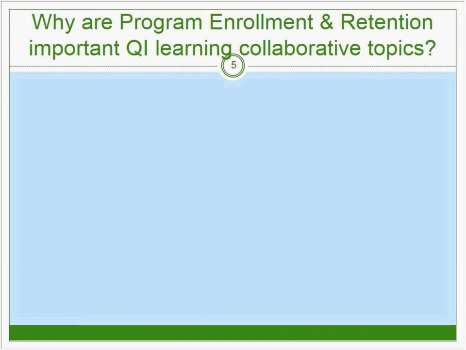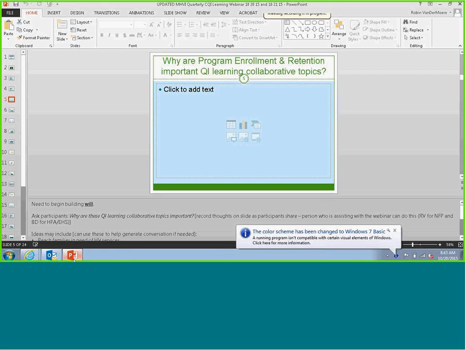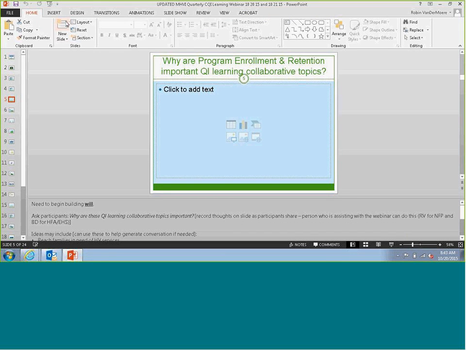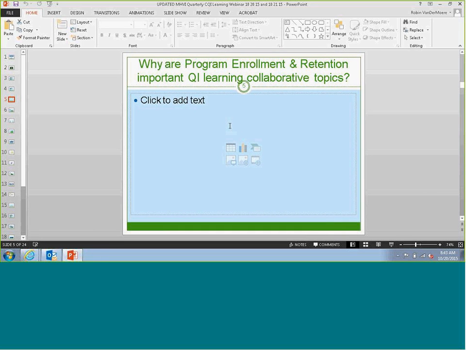So with that, I'd actually like to talk a little bit more in depth with you all about why these ideas, why these topics are so important to our work. So a question I'd like to throw out to the group, so feel free to unmute yourselves, and even you can just shout out some of your ideas. I'd like to ask you, why do you think program enrollment and retention are important QI learning collaborative topics?